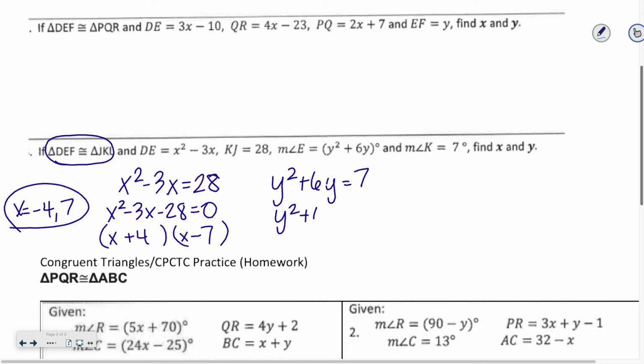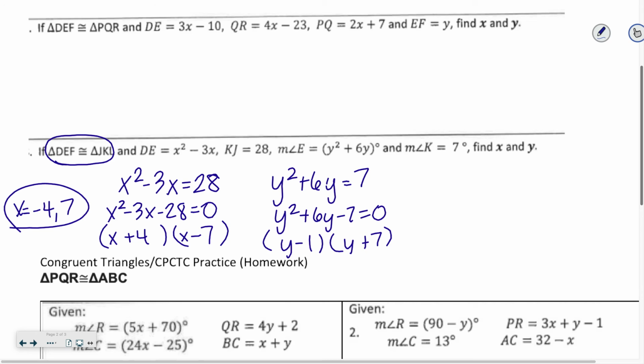Y squared plus 6y minus 7 equals 0. What two numbers? Wait, so it works if you just get any positive numbers? But yeah, I thought it'd just be -4 that worked. Because if you did 7, it wouldn't equal 28. I mean, yeah, 28.